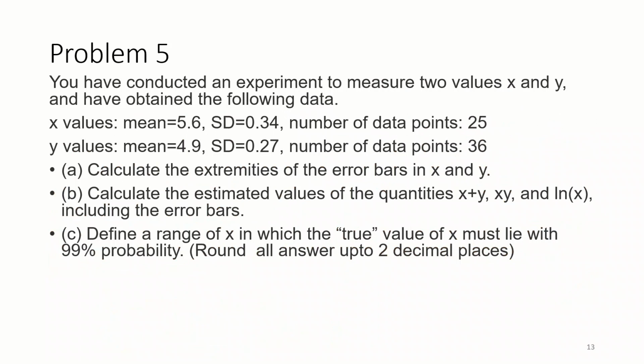You have conducted an experiment to measure two values, X and Y, and have obtained the following data. X values, this is this, standard deviation 0.34, number of data points 25. Y values, this is this. Calculate the extremities of the error bars in X and Y. Calculate the estimated values of quantities X plus Y, XY, and ln X, including the error bars. Define a range of X in which the true value of X must lie with 99% probability.